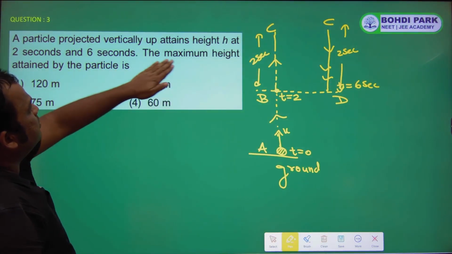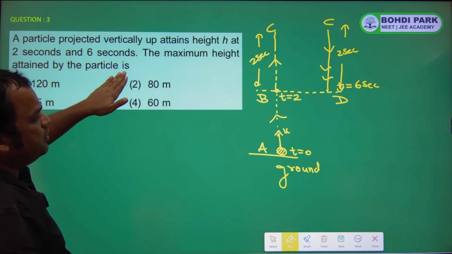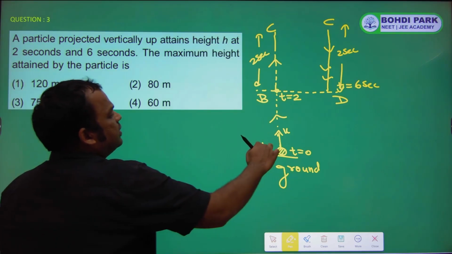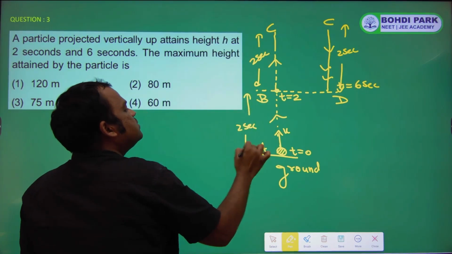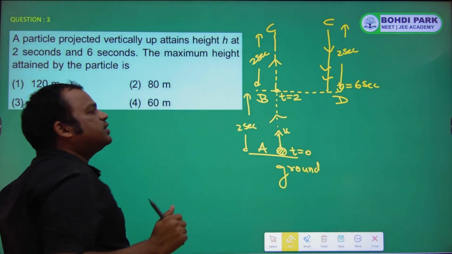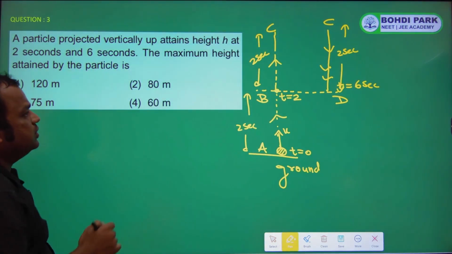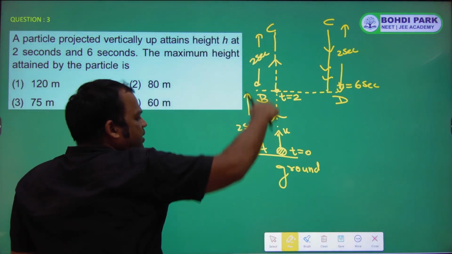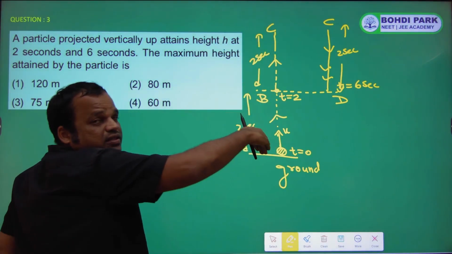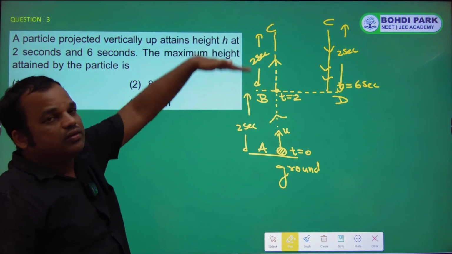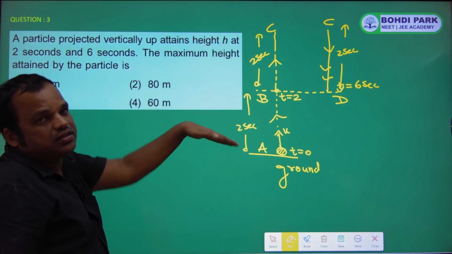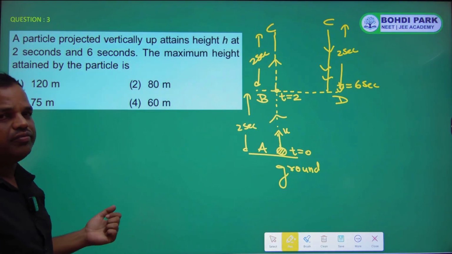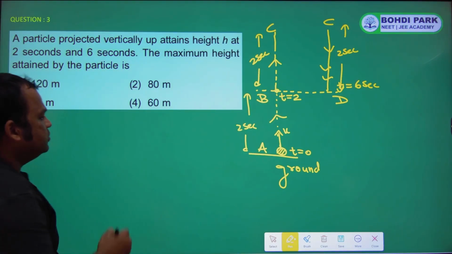What is the maximum height attained by the particle? A to B time taken is also 2 seconds. So A to C total time taken is 4 seconds. So when it will come back to A, C to A, it is also 4 seconds. Going up time taken and coming down time taken is same, if we ignore the air resistance.